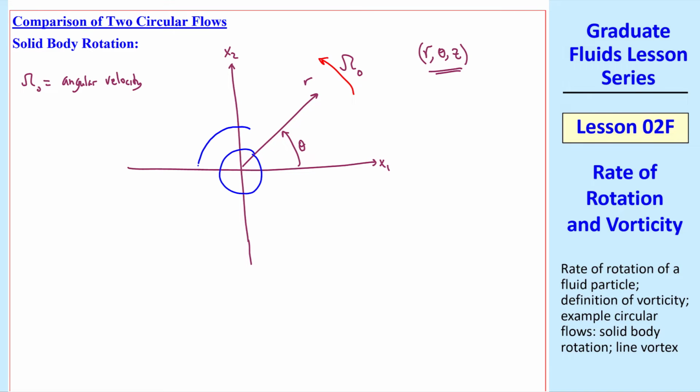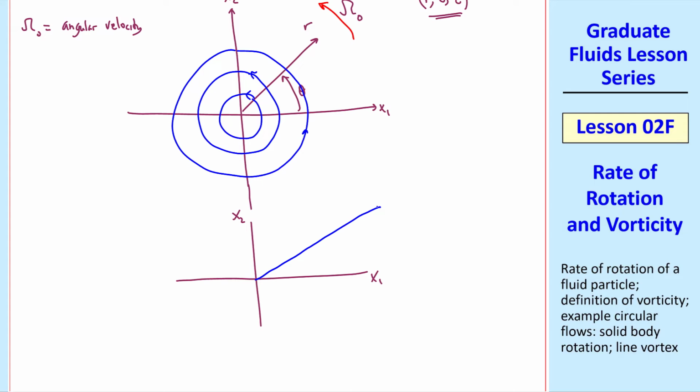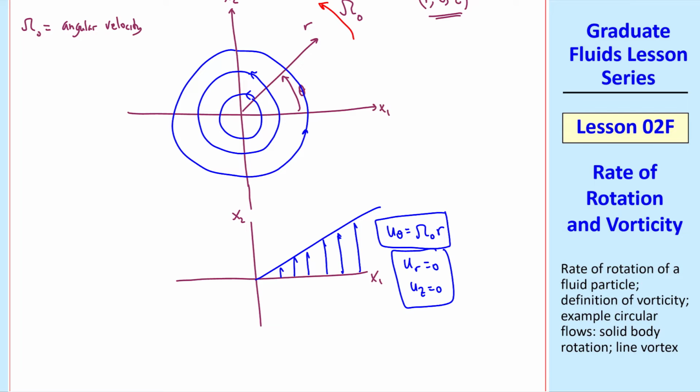The streamlines of the flow will be circular and concentric about the origin. Since it's solid body rotation, u theta increases linearly with radius and is equal to omega naught times r. ur and uz are 0 in this solid body rotation flow.